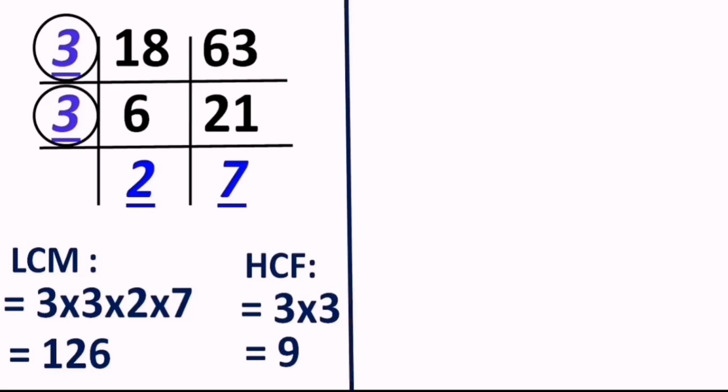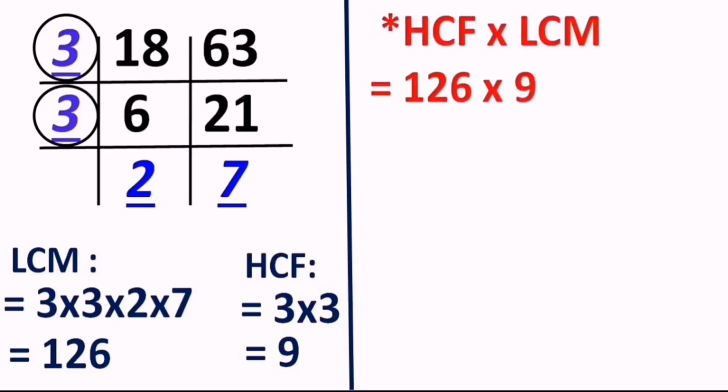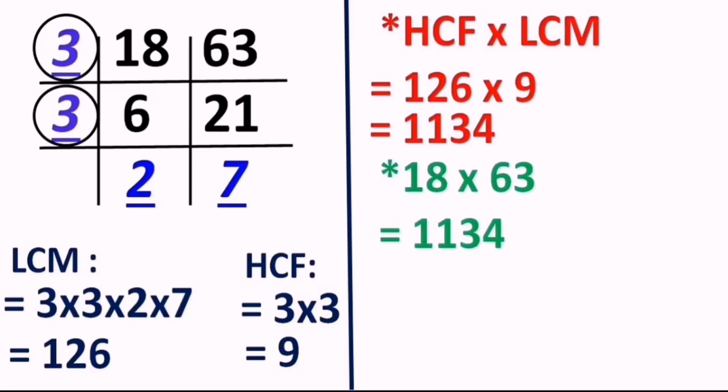And now time to verify the property. Very first, what we are going to do, we will multiply HCF and LCM with each other, right? And that results in 1134, right? And what do you expect? Our multiplication of 18 and 63 too must be 1134. And again, this will surprise you that both the numbers when multiplied, we get the same answer, 1134.